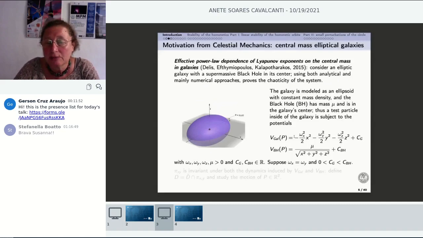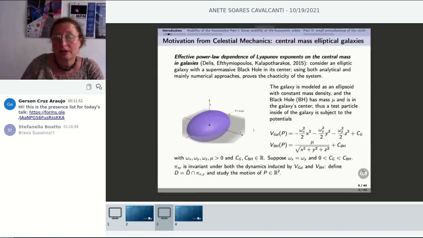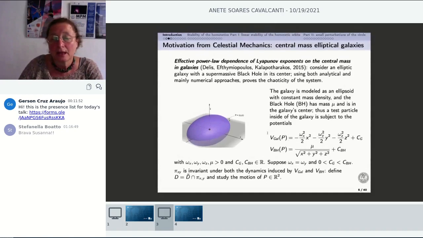So what is the model? There is an ellipsoid where there is a constant mass density and a black hole of some mass mu in the center. And then what happens is that outside this elliptical shell, the particle will have a potential which is a harmonic potential, maybe an isotropic one, while inside the potential will be the Kepler potential.